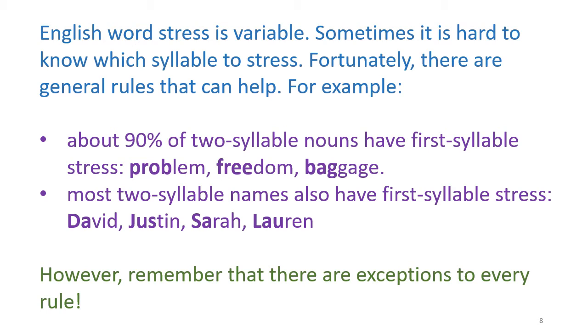English word stress is variable. Sometimes it's hard to know which syllable to stress. Fortunately, there are general rules that can help. For example, about 90% of two-syllable nouns have first syllable stress. Problem, freedom, baggage. Most two-syllable names also have first syllable stress. David, Justin, Sarah, Lauren. However, remember that there are exceptions to every rule.